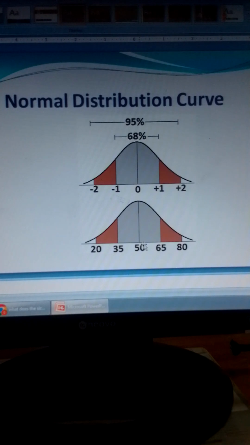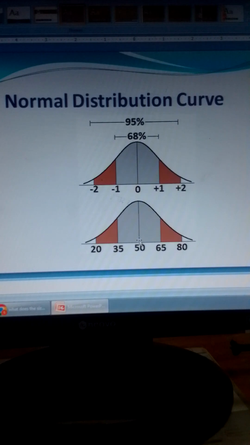And if we consider two standard deviations away from this mean, that is 30, we find that 95% of the candidates would score between 20 and 80%. 50 minus 30 is 20. 50 plus 30 is 80. So 95% of the candidates would score between 20 and 80% if the mean was 50 and the standard deviation was 15.